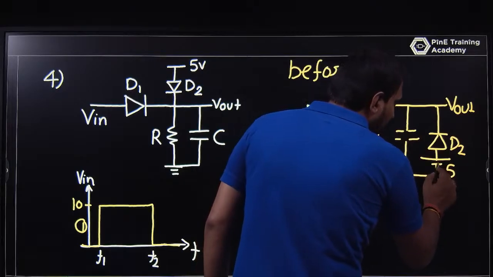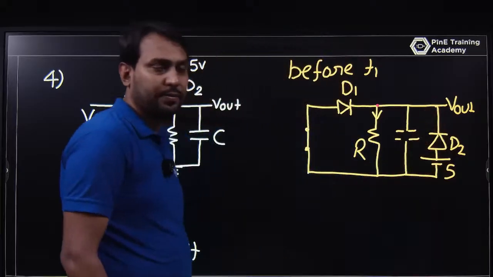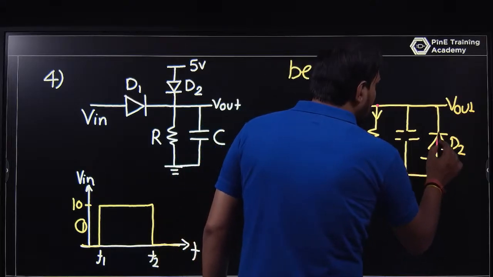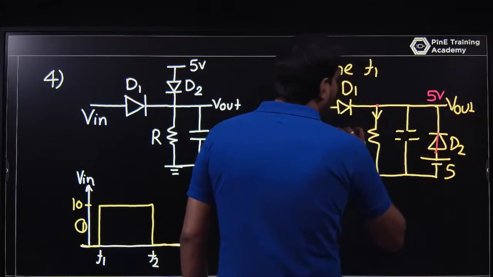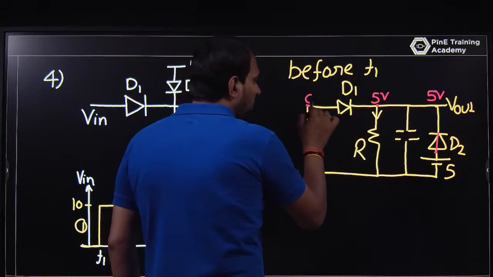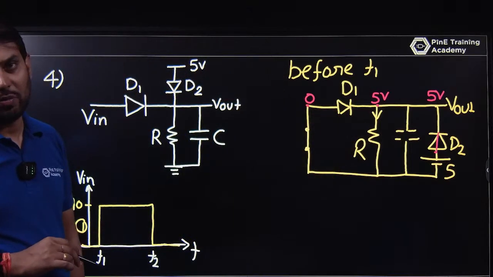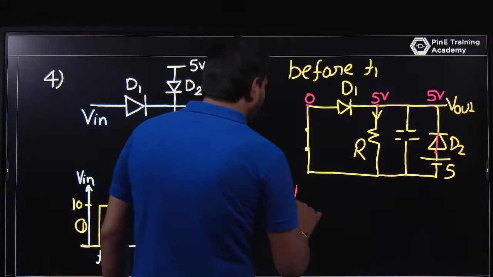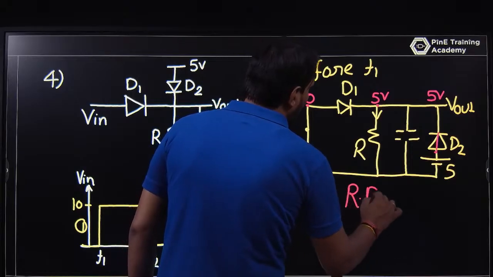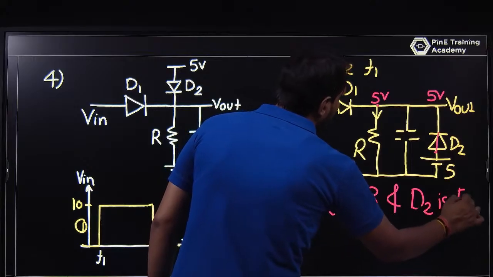So I can think about what the voltage will be here. If this is 5 volt, there is no external voltage here, so this D2 will be forward biased. Similarly, if this is forward biased, it will be a short circuit and become 5 volt here, and this is also 5 volt because this is short, and this has 0 volt. So D1 is reverse biased and D2 is forward biased. Before T1, I am looking at the circuit: D1 is reverse biased and D2 is forward biased.